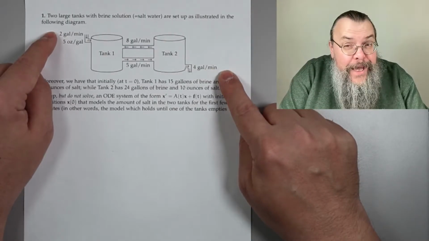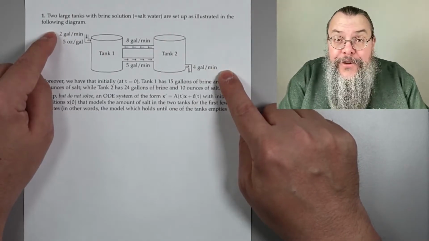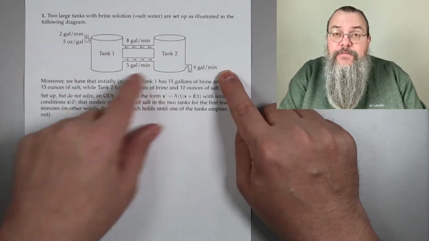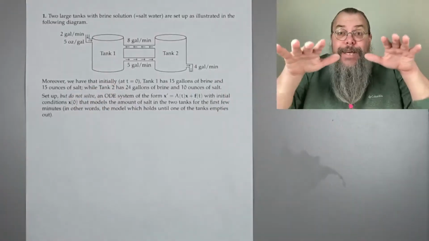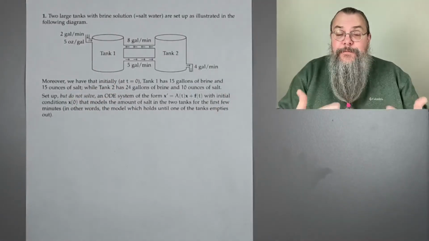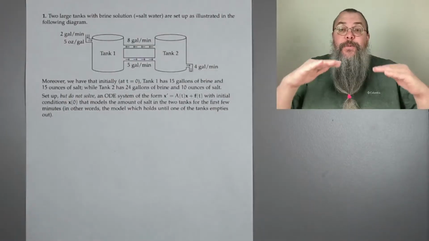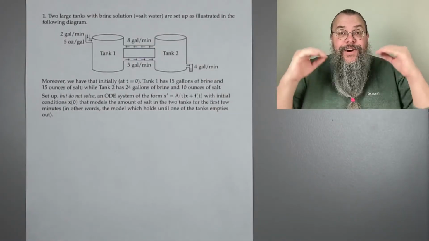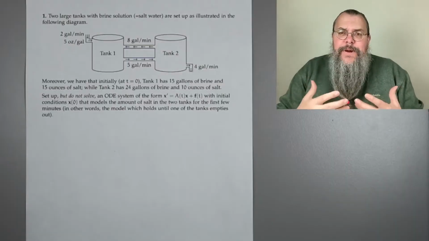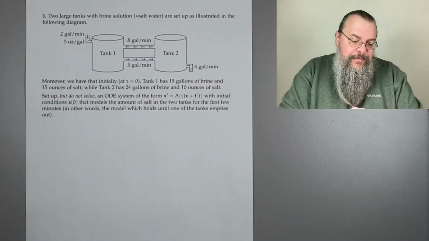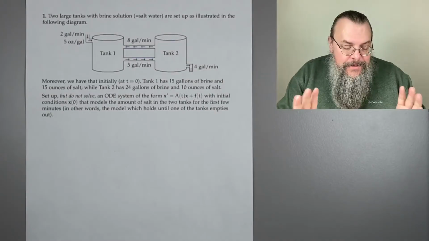Now quickly noting the in versus the out in our system. We have 2 gallons per minute coming in, but 4 gallons per minute going out. What is that telling you about the amount of brine? It's going down because the in is less than the out. So the water levels in the tanks are changing. And this is probably going to be one of the hardest things about this problem. In fact, I think it will be the hardest thing about this problem. But we'll deal with that in a few minutes.